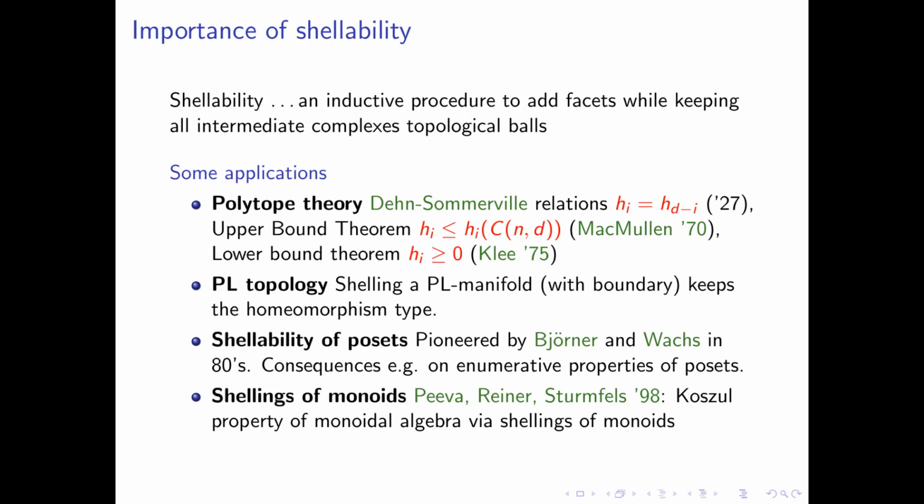In polytope theory, shellability is used in the proof of the Dehn-Sommerville relations for simplicial polytopes, which state that the number h_i equals h_{d-i}, where d is the dimension of the polytope. It also provides the upper bound theorem, which basically boils down to the fact that the number h_i is upper bounded by the h_i of the cyclic polytope. It is related to the lower bound theorem, which basically boils down to the fact that h_i is larger or equal to 0 for shellable complexes.